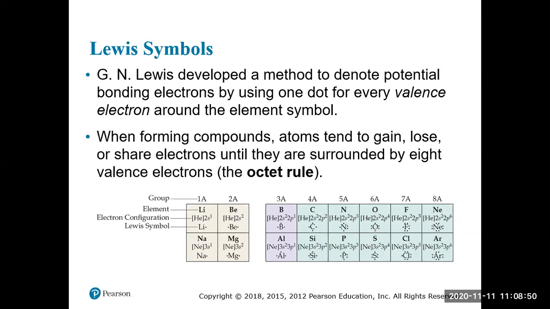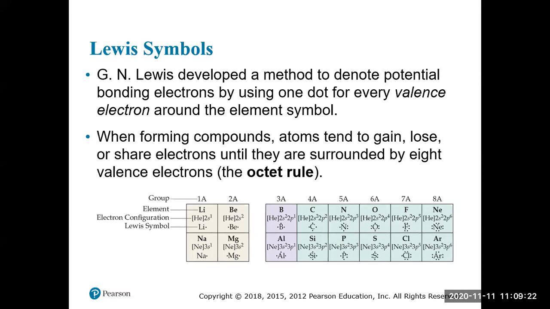The other thing you should note is as you go across, you see lithium has 1 dot, beryllium 2, boron 3, carbon 4, on down the line, all the way to neon at 8. What you should notice is that the number of dots, or the number of those valence electrons, is the same as the group number. So in other words, all the elements in 1A have 1 valence electron, 2A have 2, 3A 3, on down the line.